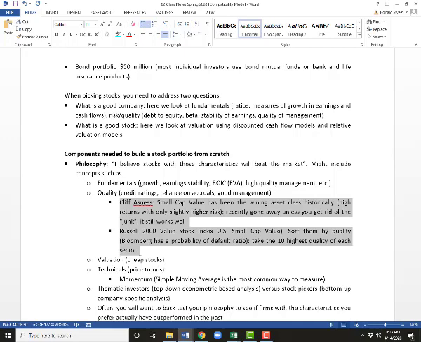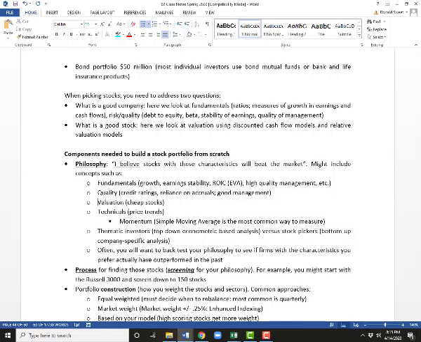I want small cap value. They've outperformed, but I'm worried about the low quality of small cap value. So I want value, but I want high quality value. Is there such a thing? Well, yeah, you can create it yourself.